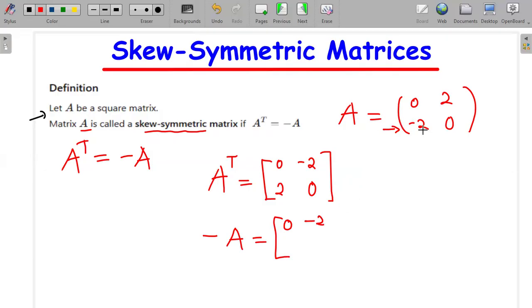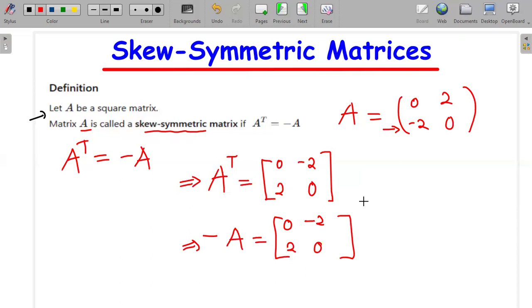If I multiply the minus 2, I'm getting positive 2. If I multiply the 0, I get 0 again. So you see that A transpose is actually equal to what? To the minus A. So if this is true, then we conclude that our matrix is what? Skew symmetric. As simple as that.